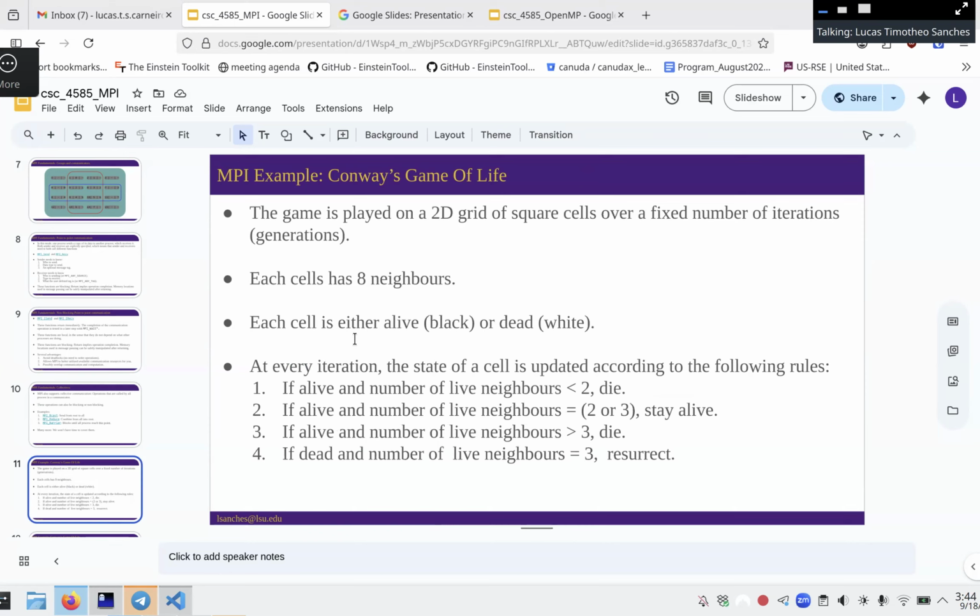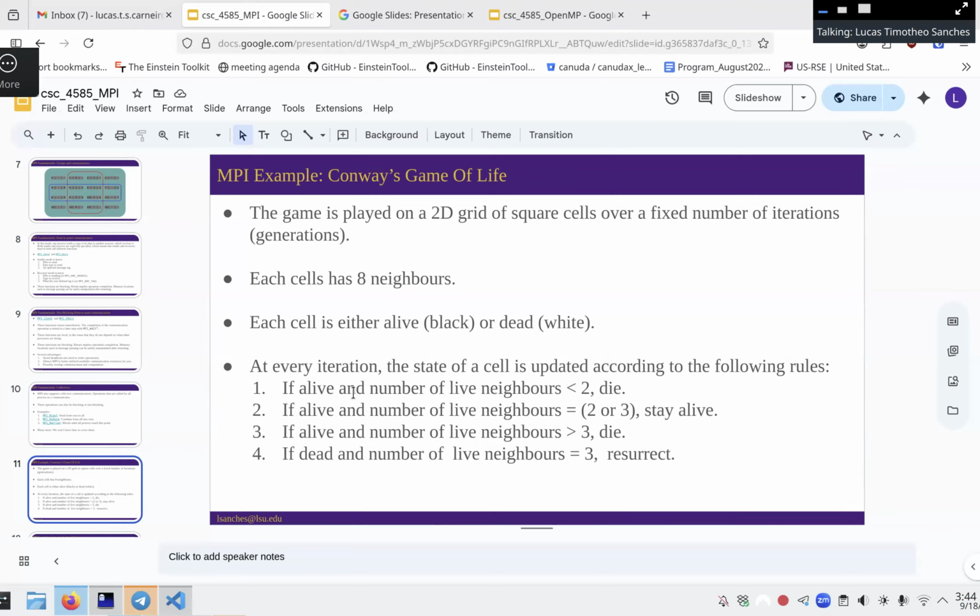Have you probably heard about this one before? Conway's Game of Life is a zero-player game in which you have a grid of cells. Each cell can be either alive or dead. If a cell is alive, you color it with a color, and if it's dead, you color it with another color. You can have a certain number of generations, and every generation you decide if a cell is alive or not by applying certain rules. And these are the rules.